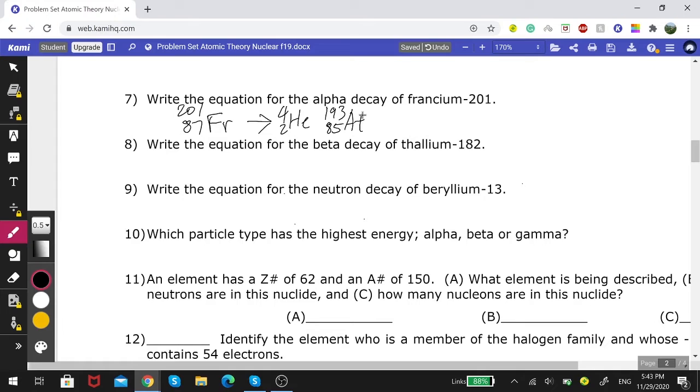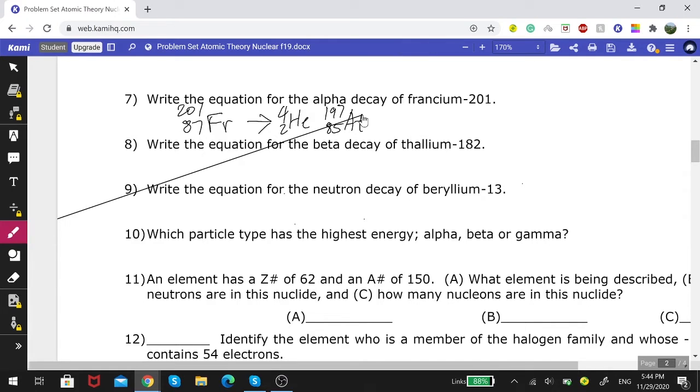Alright, next. 137. There we go. Write the equation for beta decay for Tl. It's 81 on the periodic table, so 182 over 81 Tl makes beta decay, 0, -1 electron plus 0, 0. 182 minus 0 is 182, 81 plus 1 is 82. 82 plus -1 is equal to 81, and 82 on the periodic table is Pb.